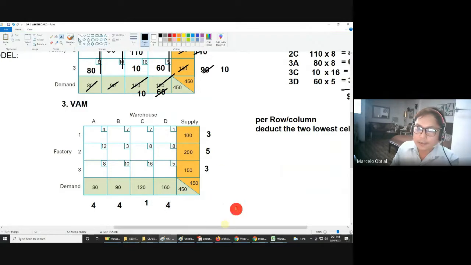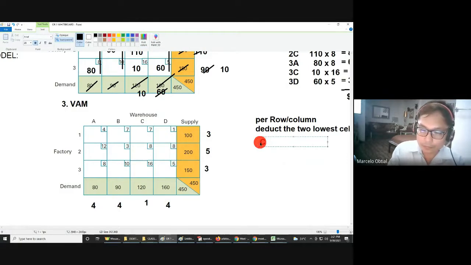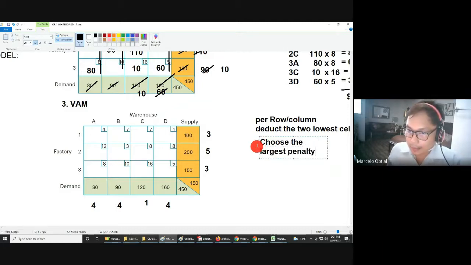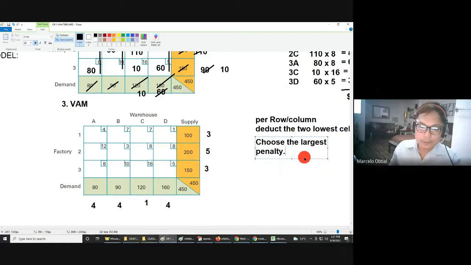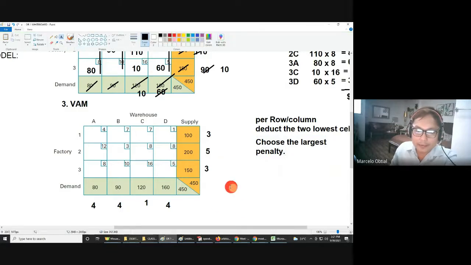So next, choose the largest penalty. Okay? Sabihin yung sinusolve natin ang difference, that is penalty, no? So, the biggest penalty here is 5.